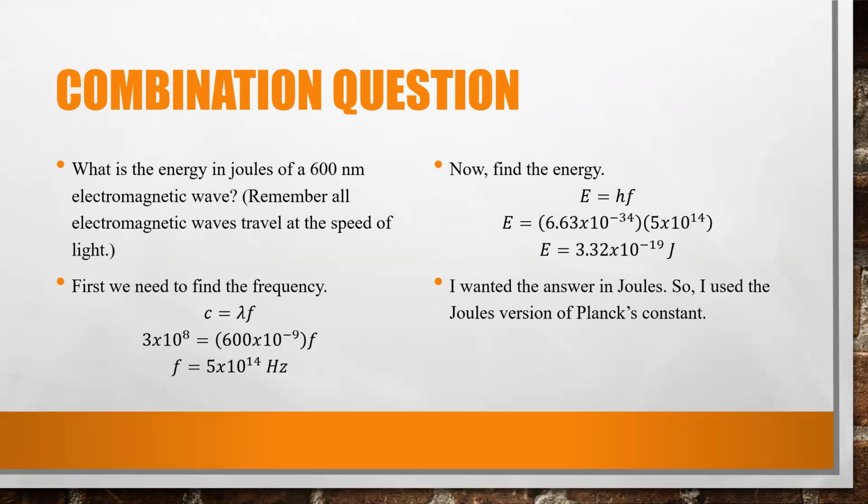Now that I know the frequency, I can put it in the energy equation there. And since I want the energy in joules, I want to use the joules version of Planck's constant and multiply those through, and I get an energy of 3.32 times 10 to the negative 19 joules. But again, the important thing is make sure you use the version of Planck's constant that goes with what you want the answer in.